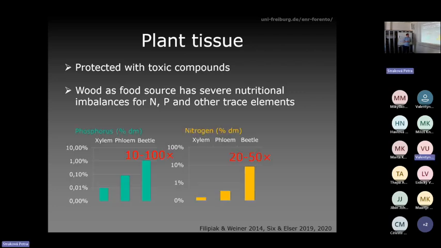And if we look at the requirement, what the beetle requires to build up within its body, for example, here the composition of nitrogen in the beetle compared to food or xylem and phloem. You see that the beetle with its diet has to actually accumulate a lot of this nitrogen, and even more strongly for phosphorus. It really either needs to feed on a lot of plant tissue, or it needs some help from microorganisms to acquire these nutrients.